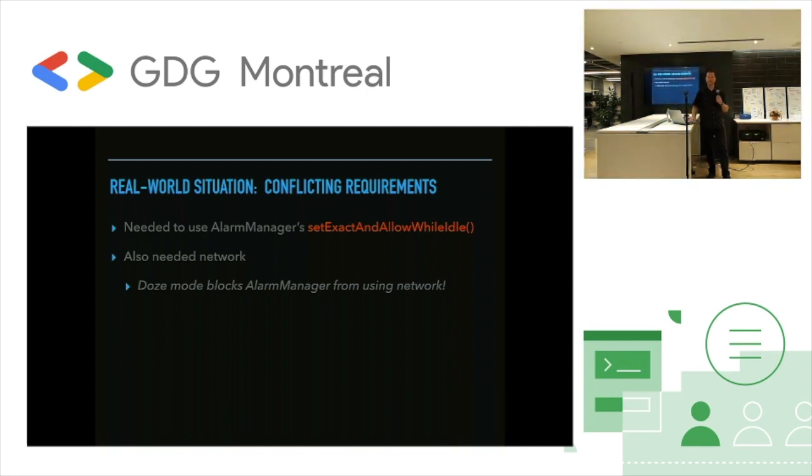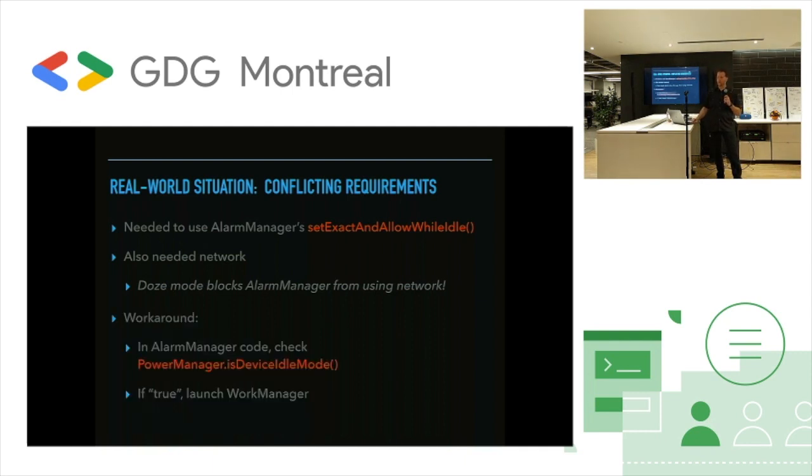So here was the real-world situation that we encountered at Octavio Group. We had a list of requirements from the business, and they were conflicting. We absolutely needed to use the Alarm Manager's setExact and allow while idle, because it needed to come on at an exact time. But that Alarm Manager code also needed the network. So, as you recall, Doze Mode blocks the network for the alarm manager. We thought about this for a while, and eventually we came up with a workaround.